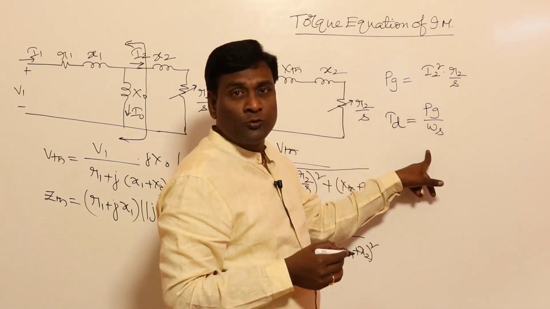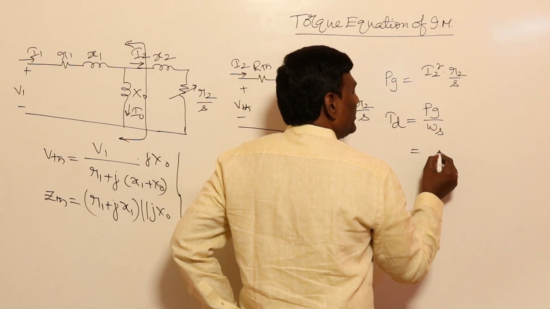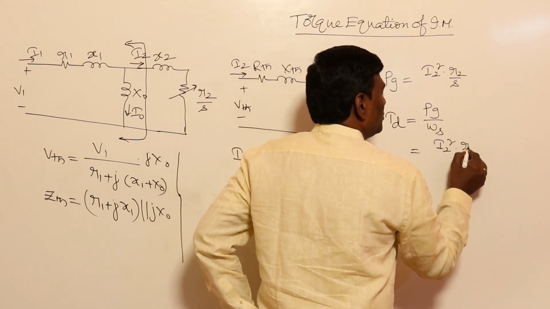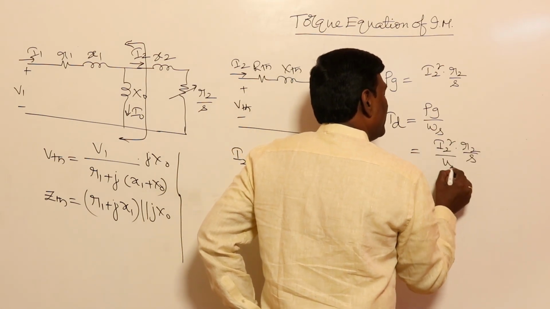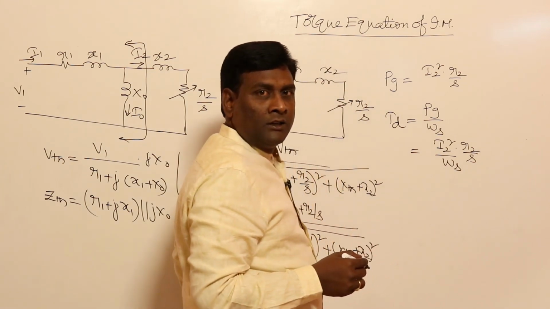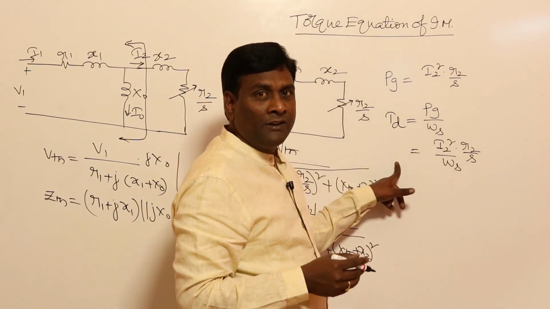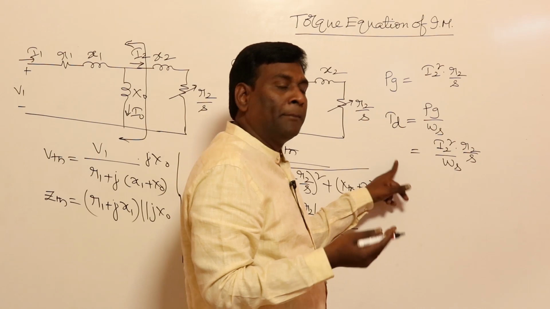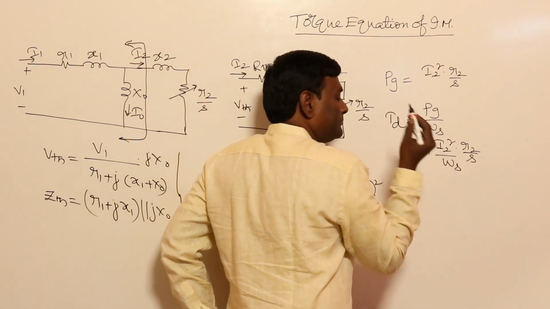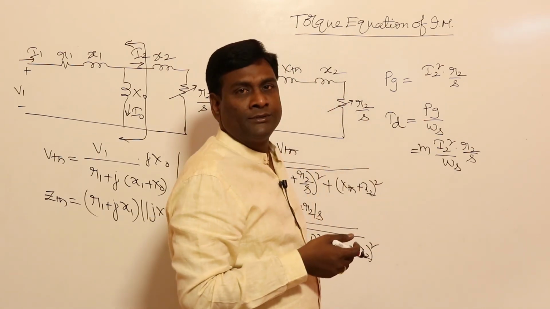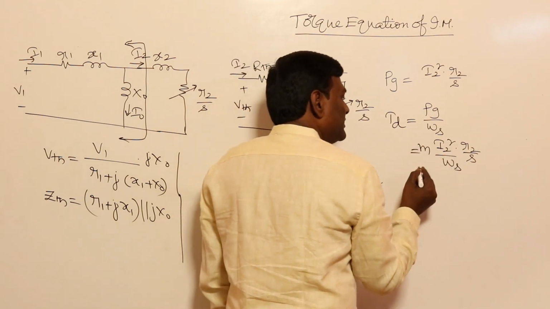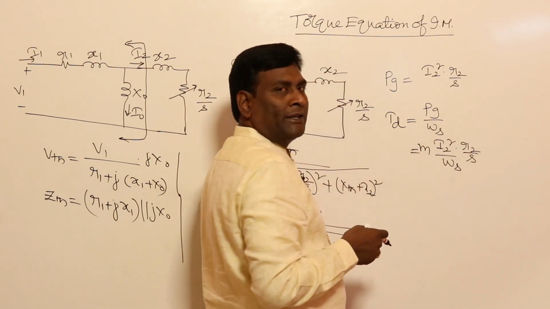Why? Because omega S is going to be constant. So how much is PG by omega S? I2 square into R2 by S divided by omega S. This is per phase. If I think of the number of phases as M, if it is 3 phase, it is 3 times. So this is going to be M by omega S into I2 square R2 by S.